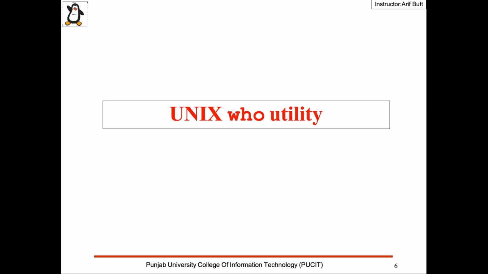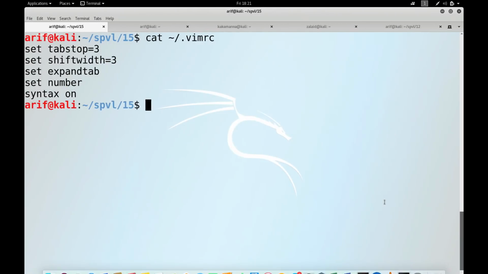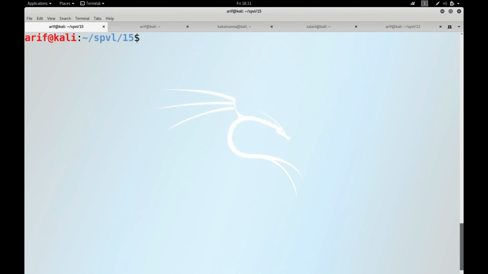Let us see what who does. Well, the default behavior of who without any arguments or options is to display a list of currently logged in users, one on each line. And on my machine it displays 4 columns as shown below. Let me move on to the terminal and run the who command.